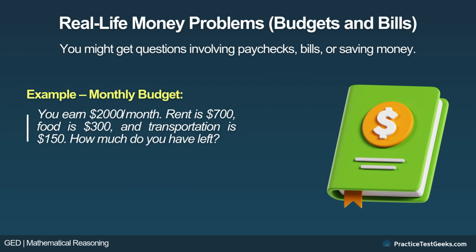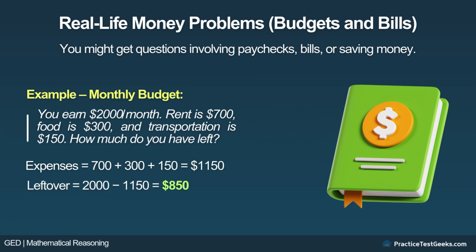Example: you earn $2,000 per month. Your expenses are rent, $700, food, $300, transportation, $150. First, add up the expenses. 700 plus 300 plus 150 equals $1,150. Now subtract that from your income. 2,000 minus 1,150 equals $850 left over. These real-life money problems are very common on the GED, so practice them well.